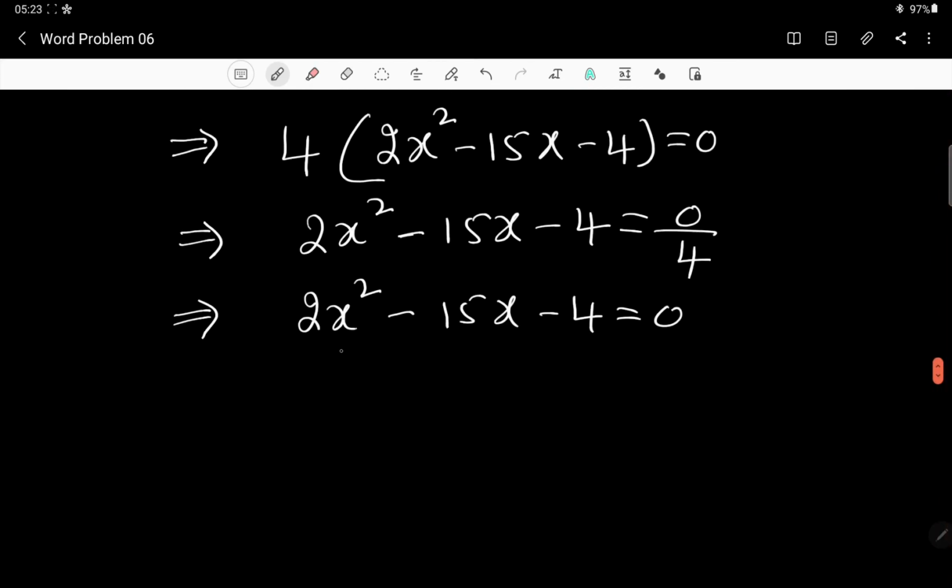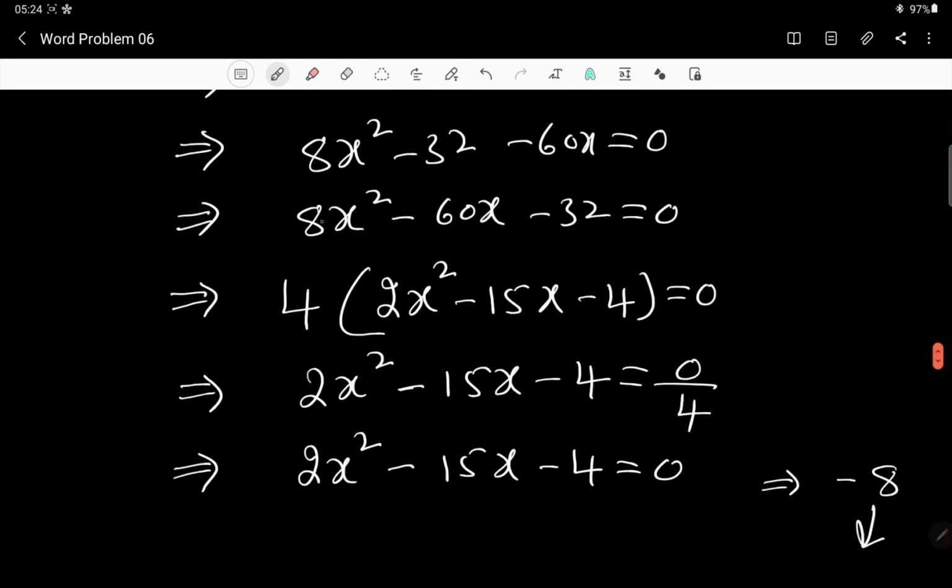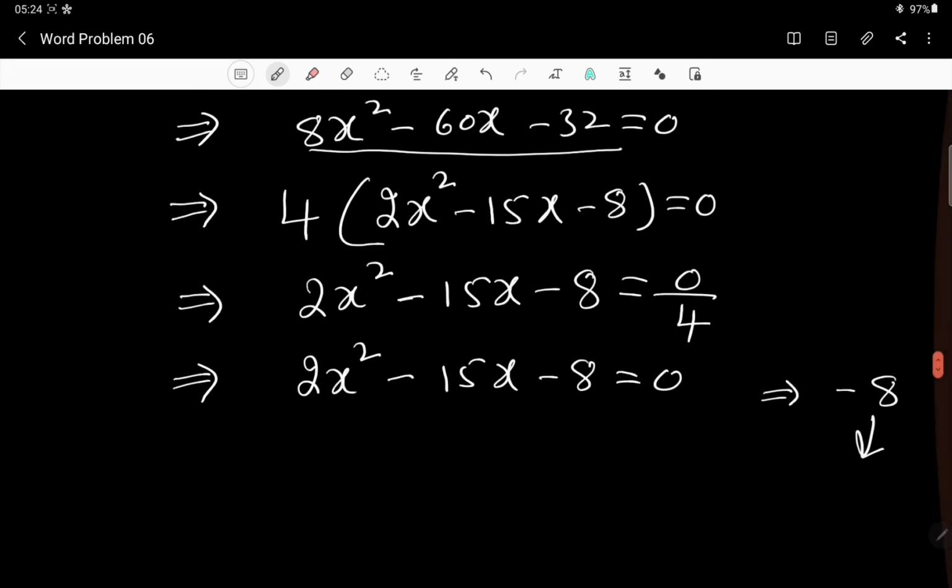Now we have to solve this, no? By splitting the middle term, that is like 2 into minus 4 is minus 8 actually, but first of all we made one mistake here. What is that? Look at this. From this 8x square minus 60x minus 32, we have taken 4 common. So 4 common means 4 into 2x square minus 15x, and 32 divided by 4 should become 8. So even small mistakes will make us lose all the marks.